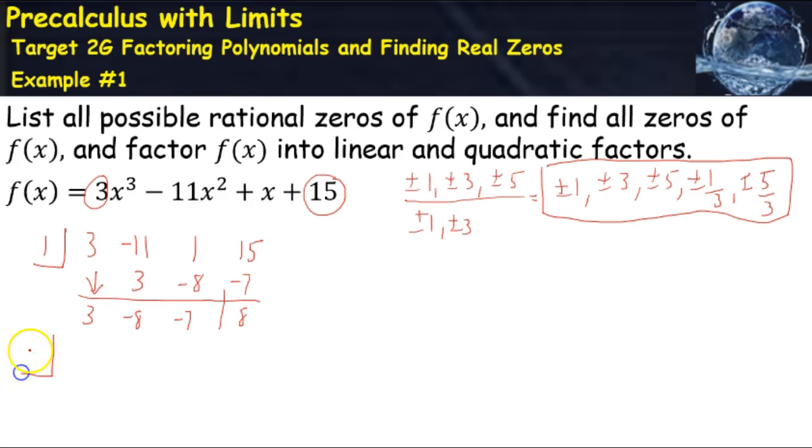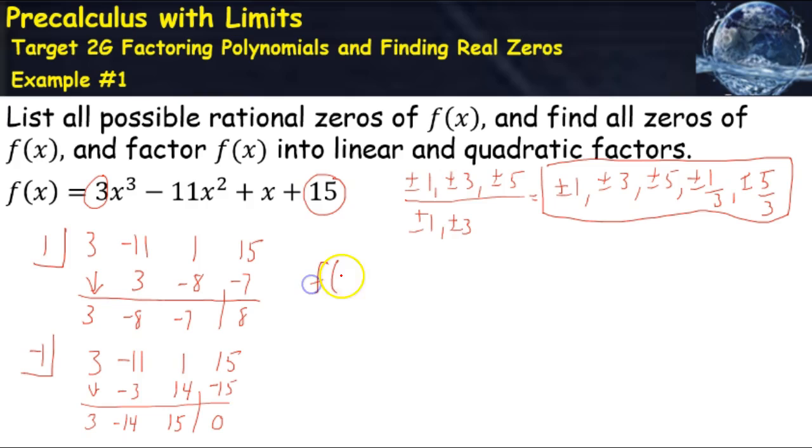So let's try negative 1. So 3, negative 11, 1, and 15. Negative 1 times 3 is negative 3, and that gives me negative 11 minus 3, which is negative 14. Negative 1 times negative 14 is positive 14. This is looking promising. 1 plus 14 is 15, and then negative 1 times 15 is negative 15. And that does give me 0. Okay, so I know one of my factors.